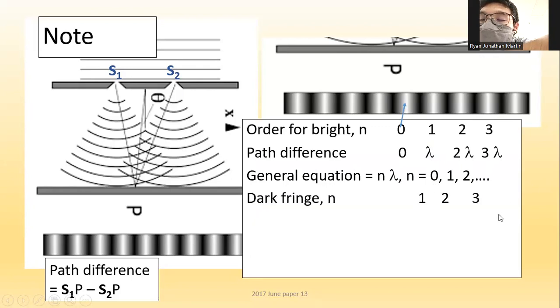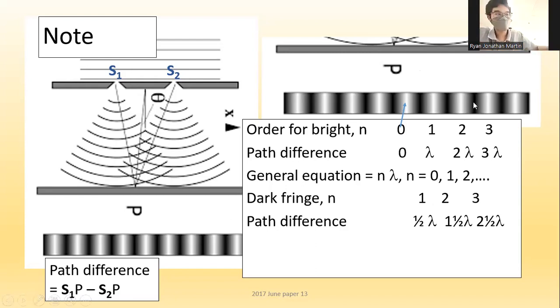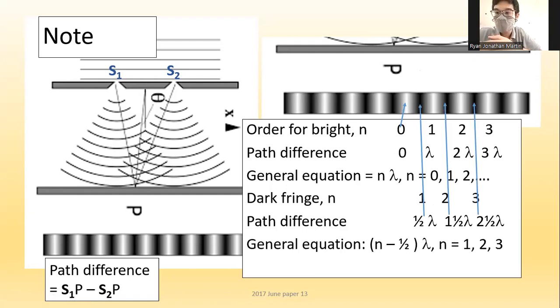Dark fringe: that's the first one, there's the second one, there's the third one, where the path difference is half lambda. That is your 0.5, this is 1.5, this is 2.5 lambda. You should be able to identify them, or the general equation.